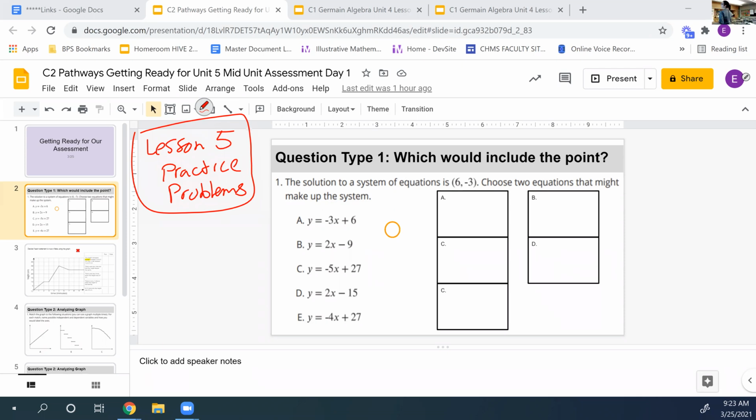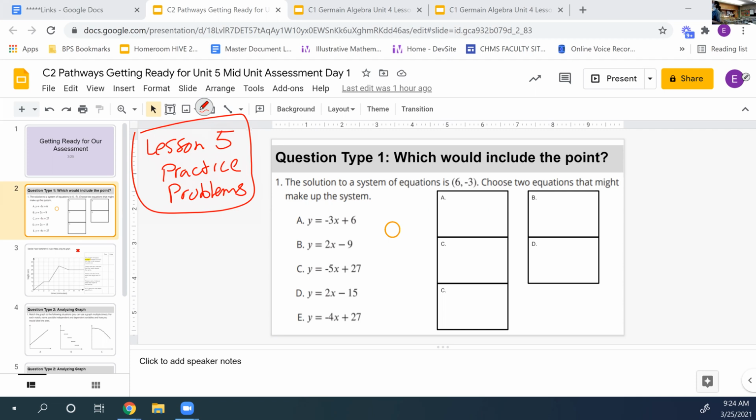So let's take a look at this one here. We're getting ready for our assessment that we're going to be having next week. When I say assessment, that means a test, but I like to use the word assessment because I feel like it's a better representation. So we're looking at some of the questions that we might see on this assessment coming up.